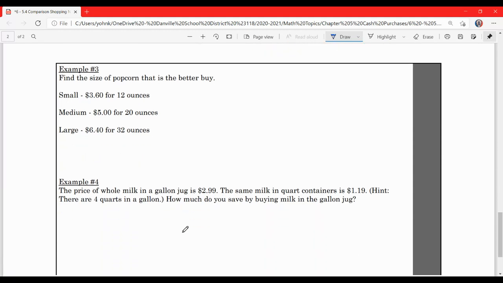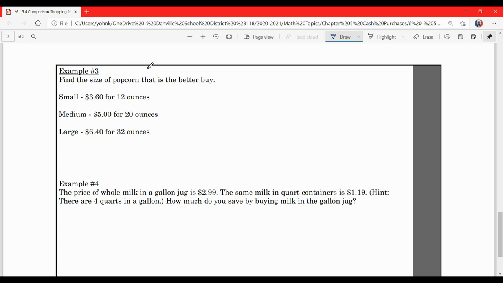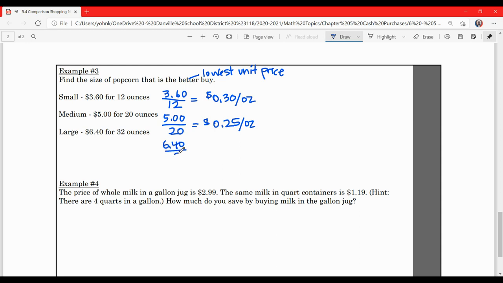All right, what if we want to go to the movies and get some popcorn? So find the size of popcorn that is the better buy. Better buy, remember, is the lowest unit price. So if I have the small popcorn, I take the total price, $3.60, divide by 12 ounces, and that gives me 30 cents per ounce. The medium is $5 and you get 20 ounces. So divide and you get 25 cents per ounce. Okay, better deal. Finally, the large, $6.40 divided by 32 ounces. That gives you 20 cents per ounce. Ooh, so the better buy is the one with the lowest unit price, which in this case is the large.